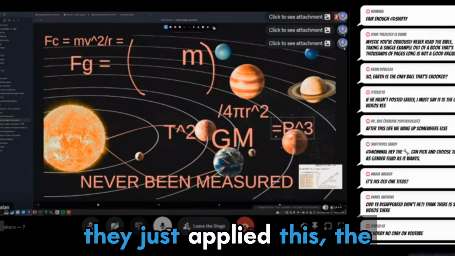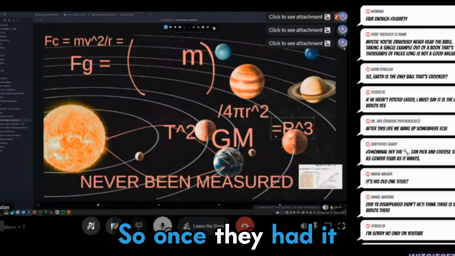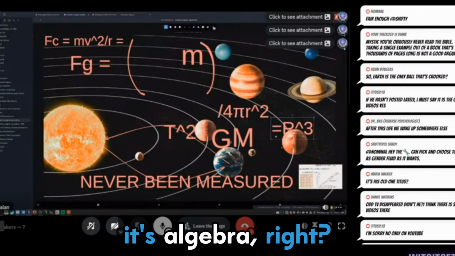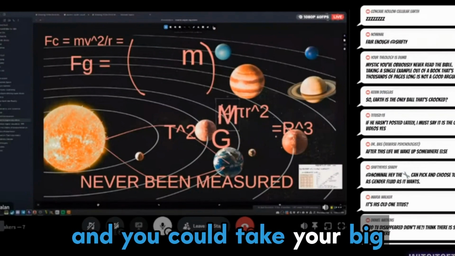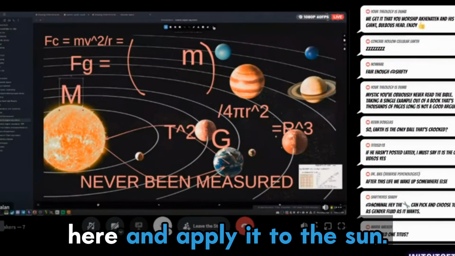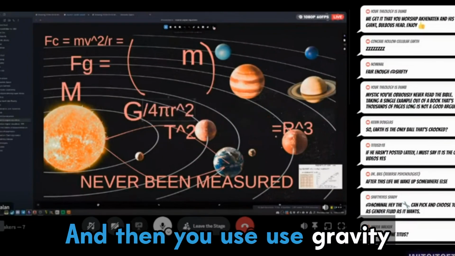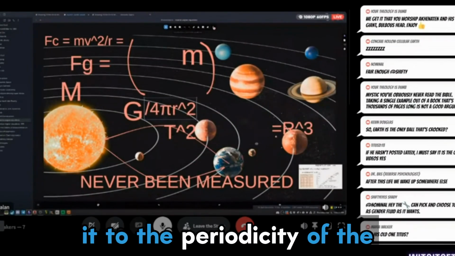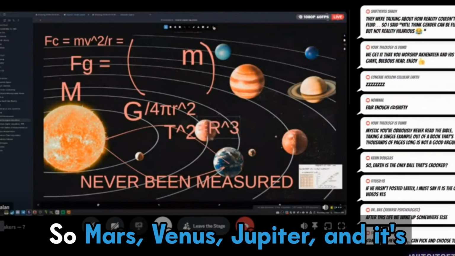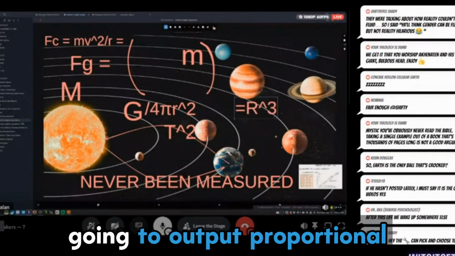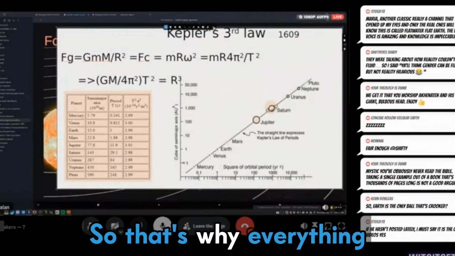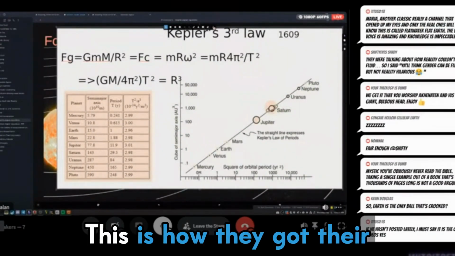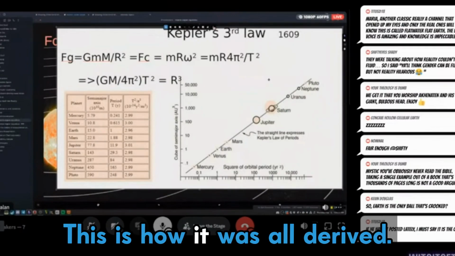And then they just applied the same thing to everything else. Once they had it with the sun, because it's algebra, right, you can reverse what the mass of the sun would be, and you could take your big M here and apply it to the sun, and then you use gravity there. And then you apply it to the periodicity of the movement of any planet, right? So Mars, Venus, Jupiter, and it's going to output proportional distances for everything. So that's why everything lines up like this. This is how they got their scale for everything. This is how it was all derived.